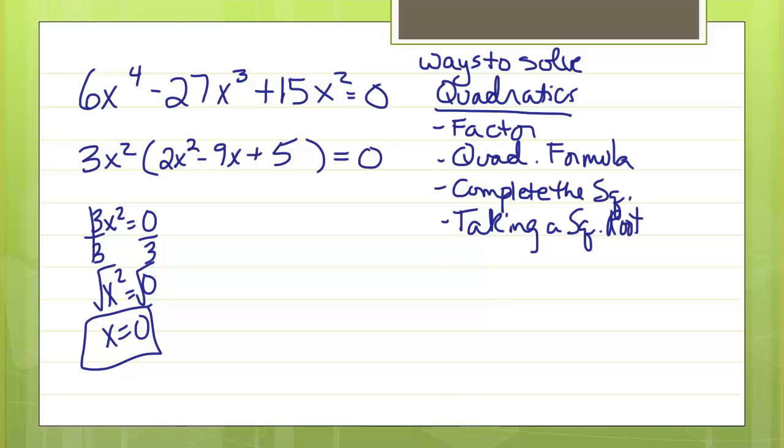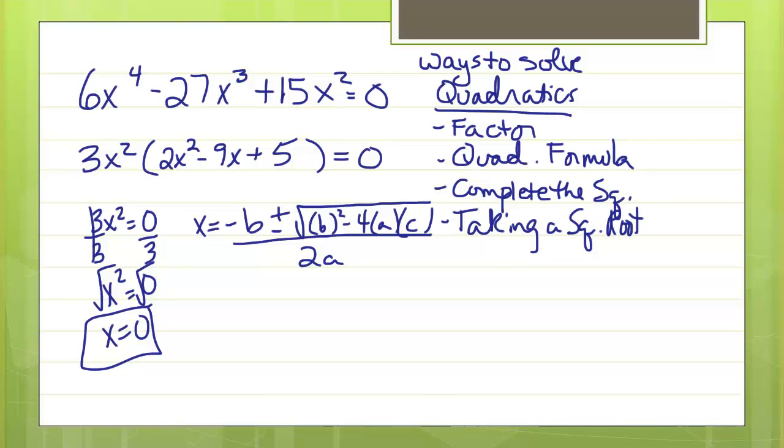But this middle thing, I can try to factor it. 2 times 5 is 10. Factors of 10 that add up to -9. Nope, doesn't work. So I've got to use the quad formula. x equals negative b plus or minus square root b squared minus 4ac all over 2a. And so we're going to plug in our numbers there.